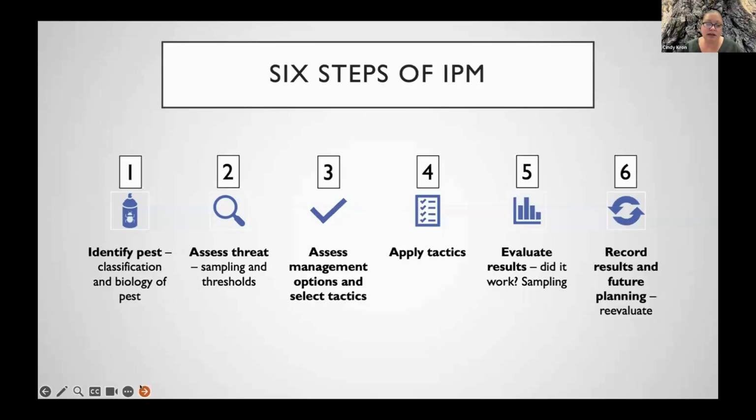And so it's very important to understand the identity of the pest, so that you can look into the classification, the biology of the pest, and what we know about this insect to try to find that weak link in their life cycle that you can go after.